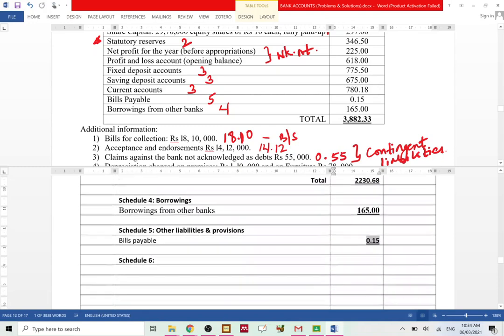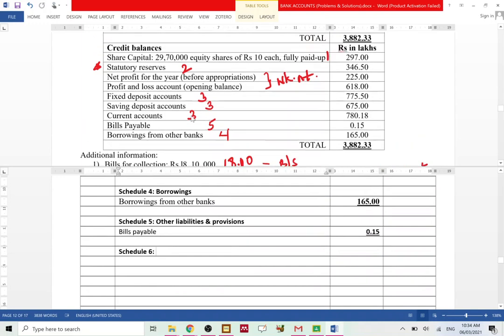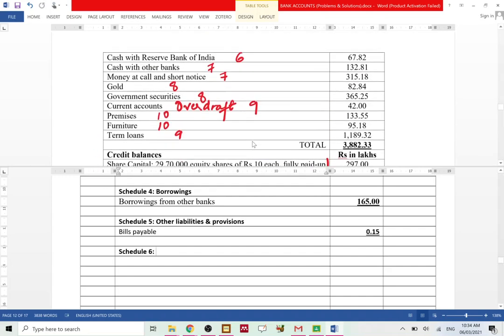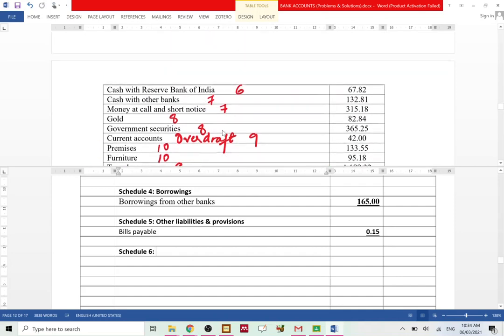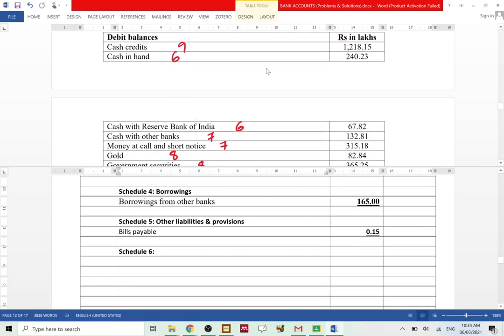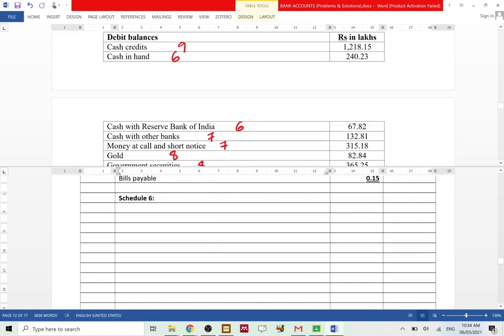Okay. So next we have the schedules for the asset side. Schedule 6 onwards is where the assets begin, and we have things like cash balances with RBI, balances with other banks, and all other types of fixed and current assets that are given under these schedules. Again, these were our debit balances, and we have marked them accordingly, classified as to which schedule they should go under. We will start with schedule 6, and we will see what goes under it.